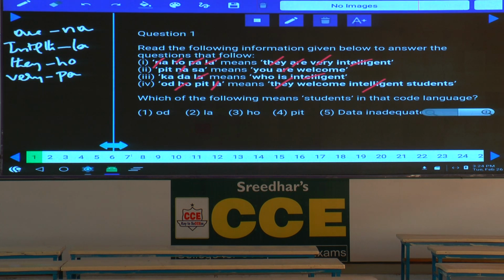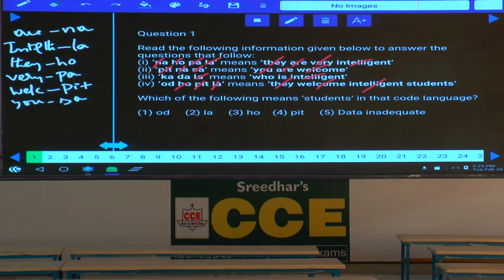Then compare the second and the third, "you welcome", and compare the second and the fourth. Welcome is the word which is common between these two, and the code which is common between these two is PIT. PIT is the code to the word welcome. Next one, U is left over here in the second statement, and the code which is left over is SA, and the code to the word U is SA.